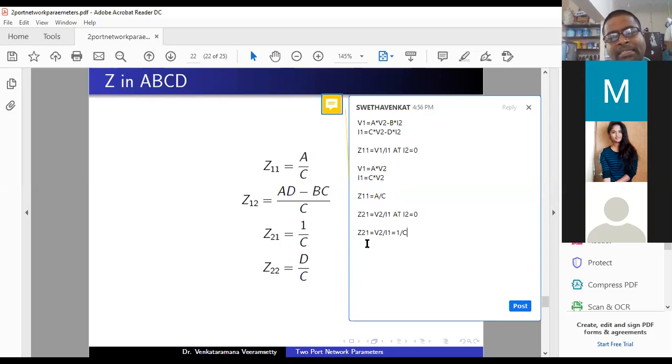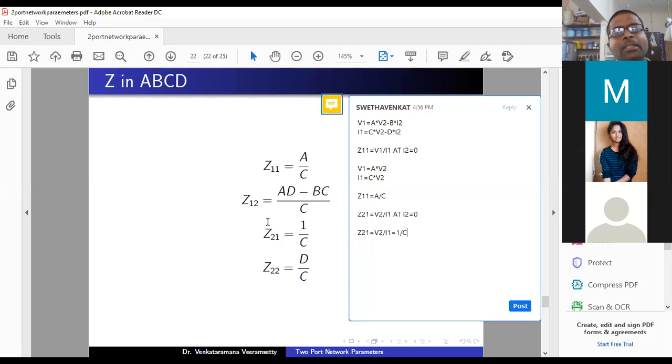So this is the procedure, this is the derivation to find the Z parameters in terms of the ABCD parameters. Generally, in academic examinations, you may be asked to derive the expression for Z parameters in terms of the ABCD parameters. Then you have to do the whole derivation process. But in competitive examinations, no one will ask for the derivation. Then you have to remember these 4 equations for competitive purposes.